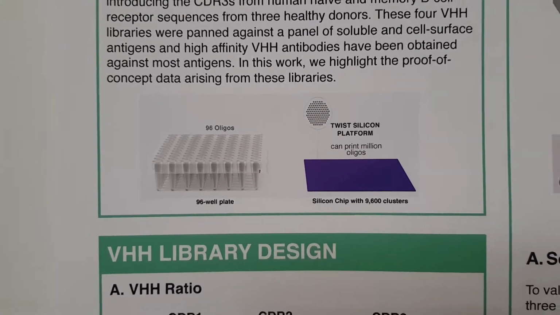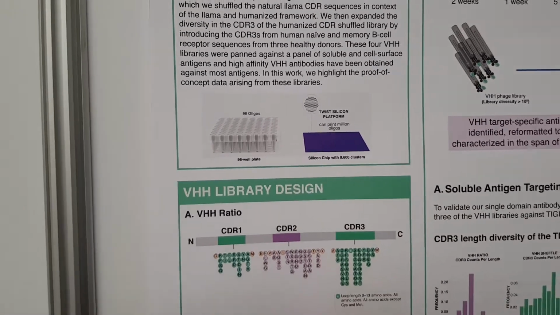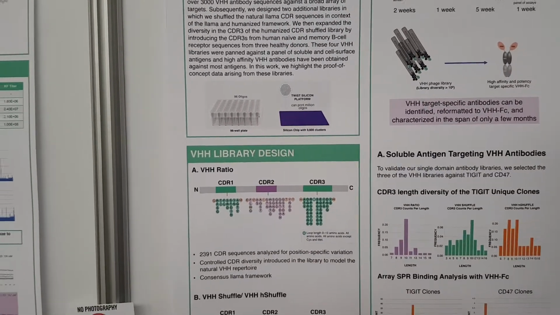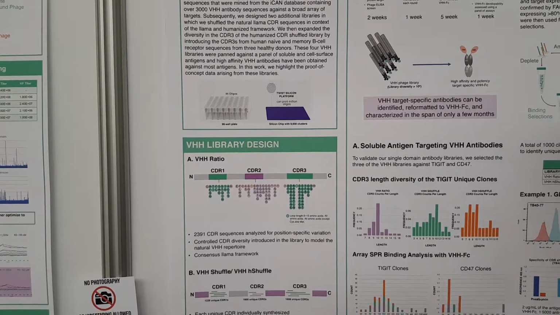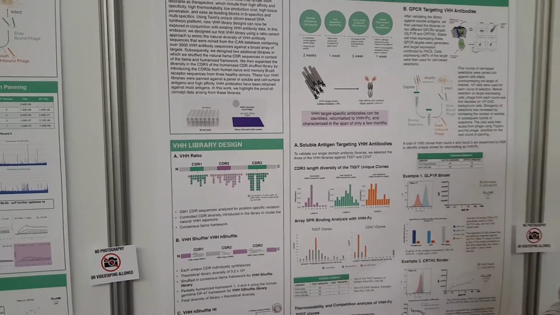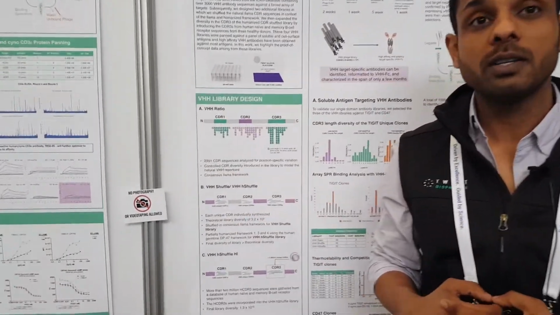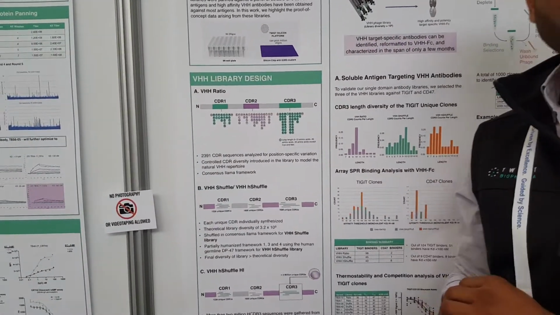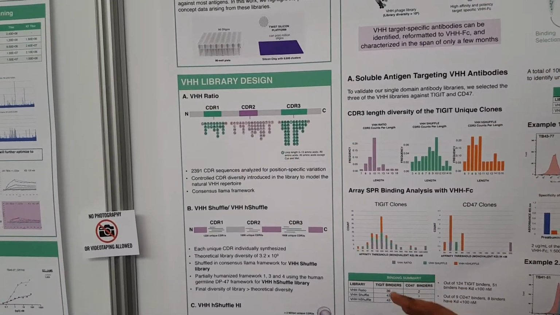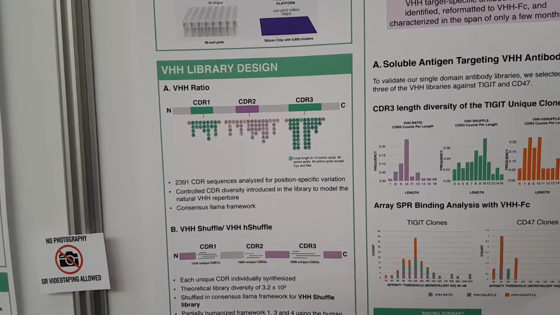For building these single domain antibody libraries, our first step was to identify single domain antibodies. From databases, we were able to identify 2,400 unique antibodies that we used to build many different antibody library designs. And these were all displayed on phage.